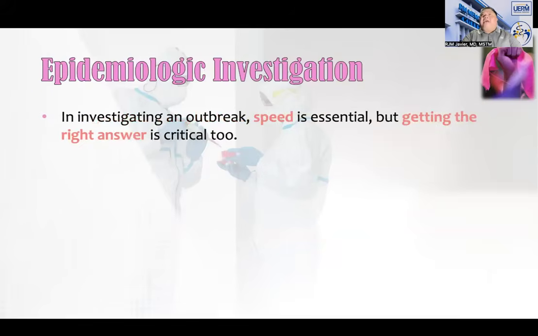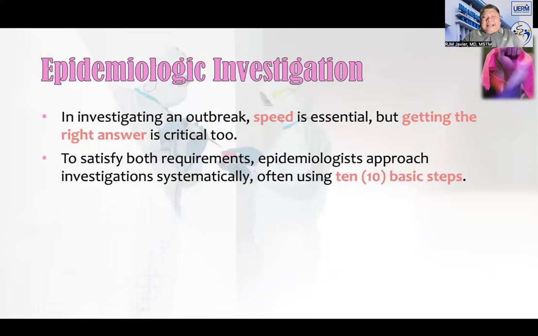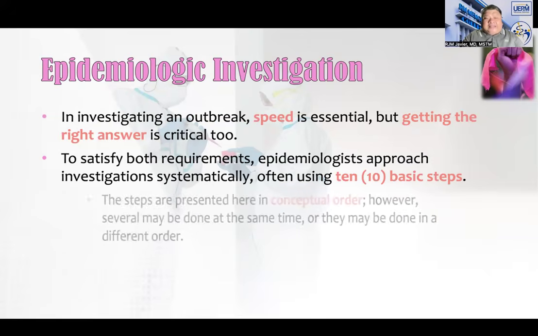Now, whenever we participate in an outbreak investigation, it is important that we recognize certain characteristics on how we approach epidemiologic investigation. Speed is critical, but getting right answers is also imperative to ensure that our epidemiologic investigation is technically sound. To satisfy both the speed and the accuracy of information, epidemiologists from the US Centers for Disease Prevention and Control, as well as from the World Health Organization, tried to come up with 10 basic steps in investigating a disease outbreak.